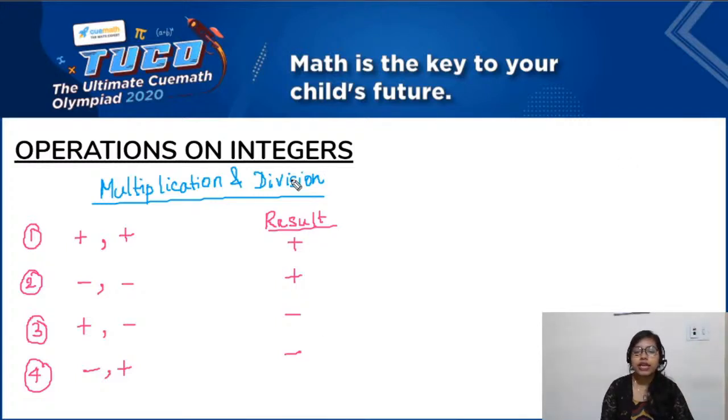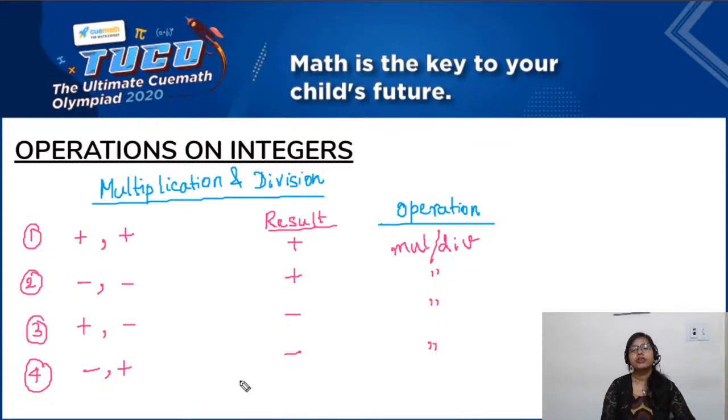Let me just write down here. The operation we are looking for could be both multiplication or division. It doesn't matter. It is the same for all of these. So whenever we have numbers being multiplied of the same sign, let's say the first one, 2 times 3. We know that both of these are positive. The result will also be positive.